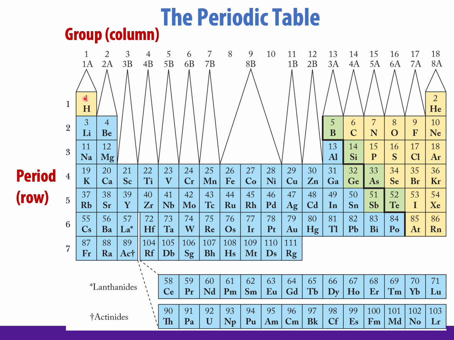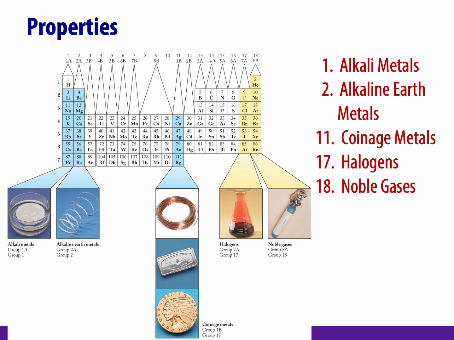The modern periodic table still works in the same fashion, where each column is called a group. That's where we organize elements with similar properties. The rows of the periodic table are called periods, so the first period, second period, third period, and so forth. Again, the similar reactivity in each column is really, really important.